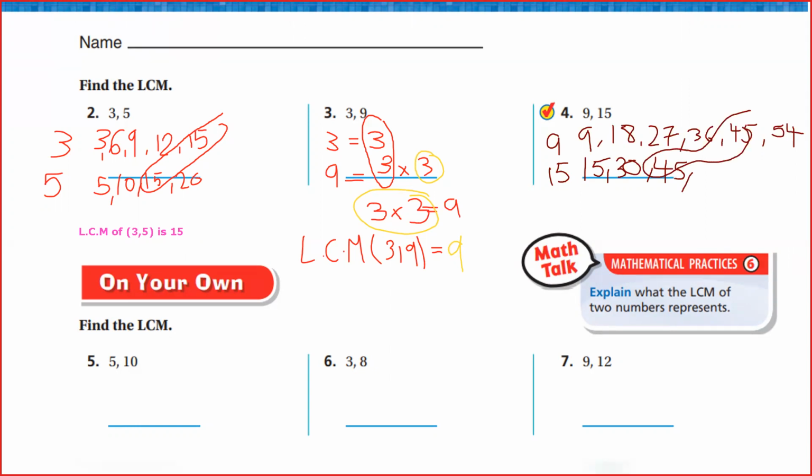The least. Look, what did she say? When she wrote the multiples of 15, when she found 45, and that's already written in the multiples of 9, she stopped. She said, okay, I found 45. This 45 is already found in the multiples of 9, so I have to stop here. So now I will say the least common multiple of 9 and 15 is 45.